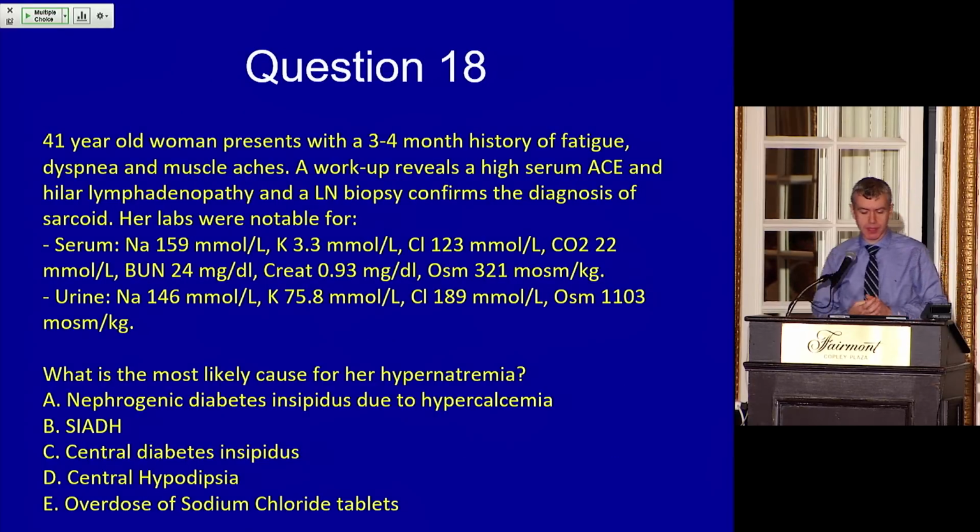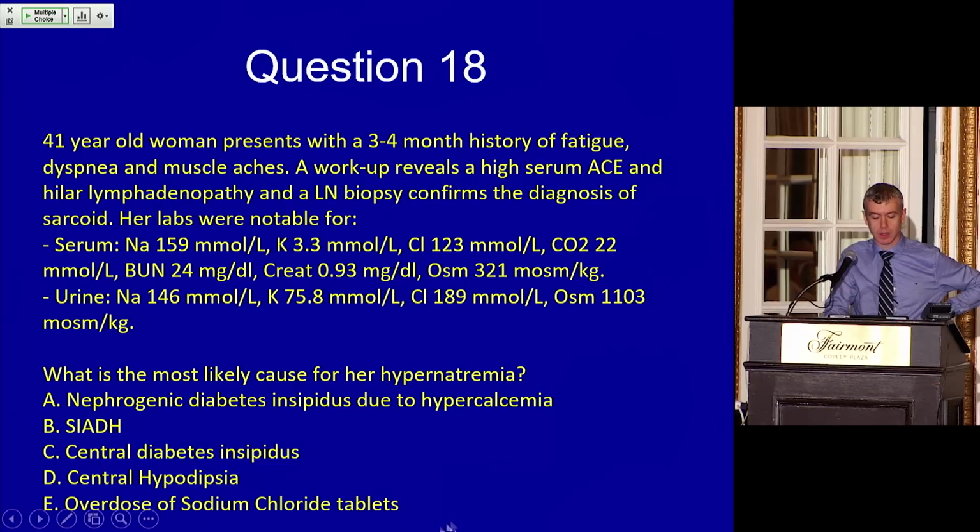A 41-year-old woman presents with a 3 to 4 month history of fatigue, dyspnea, and muscle aches. A workup reveals a high serum ACE level, hilar lymphadenopathy, and a lymph node biopsy confirms the diagnosis of sarcoid. Her labs were notable for a serum sodium of 159, creatinine of 0.93, a serum osm of 321. Her urine sodium was 146 millimoles per litre, potassium of around 76, and her urine osm was around 1100 milliosmoles per kilo. Which is the most likely cause for her hypernatremia?